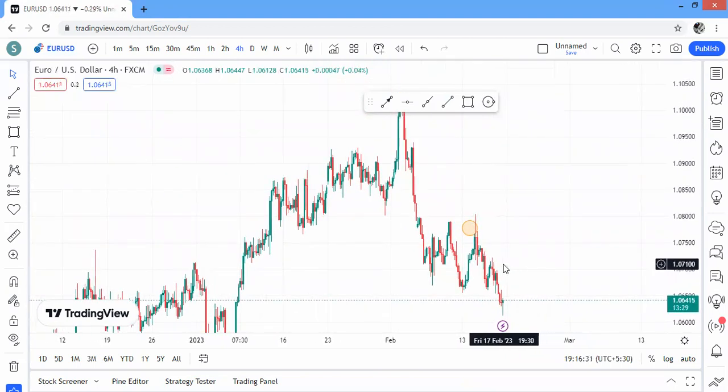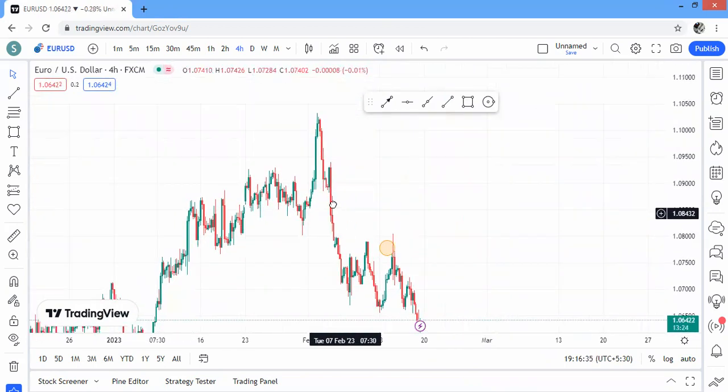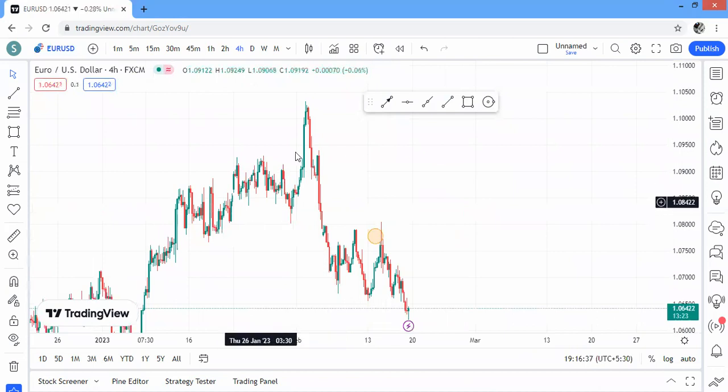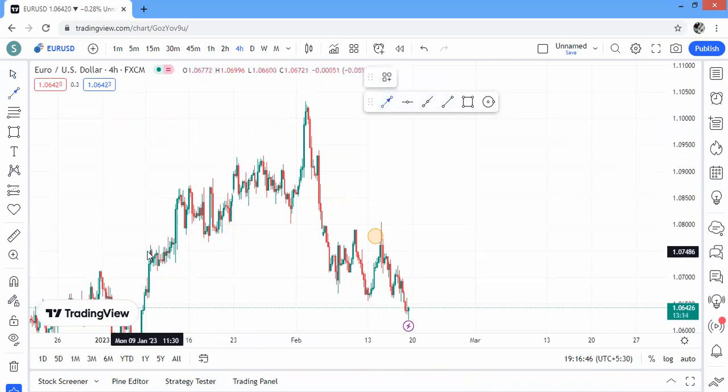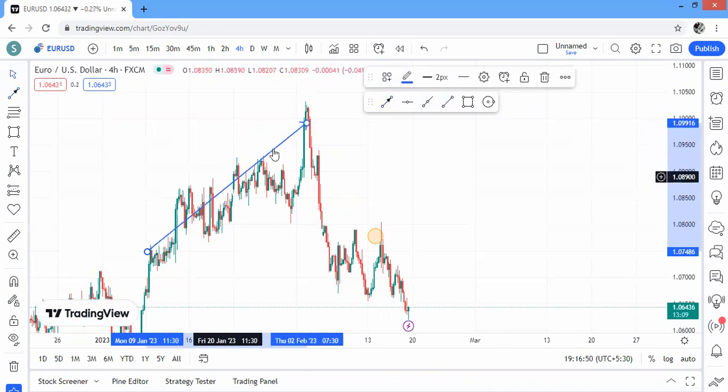Now, this is the Euro USD, this H4 time frame. Of course, you can see that. I want you to look at this chart very well. You could see this was a tip in the market. You could see the price was moving to highs. Price was moving up, okay? You could see that.